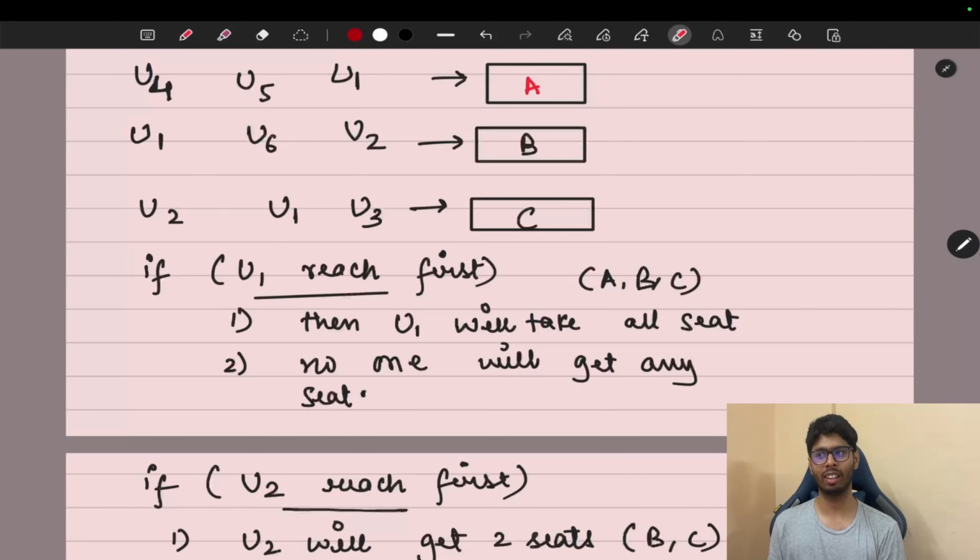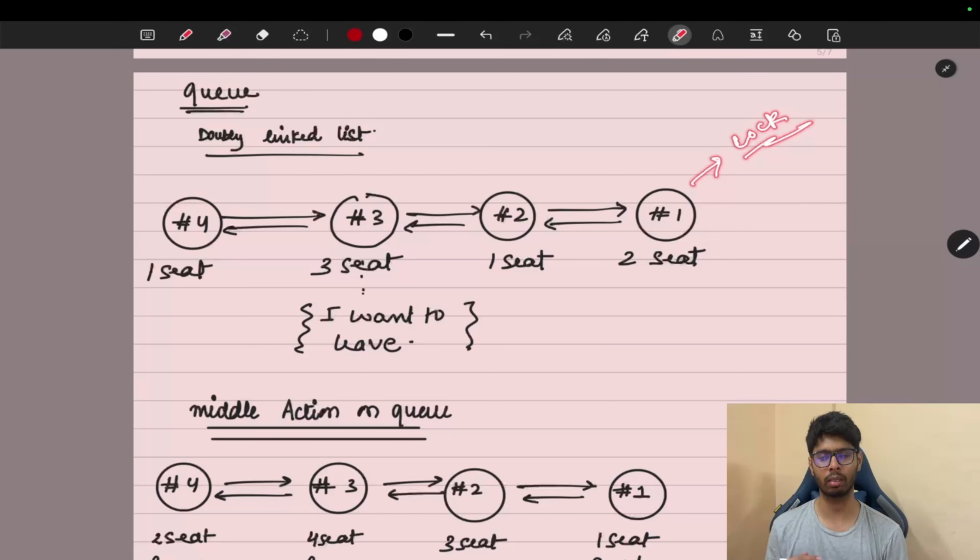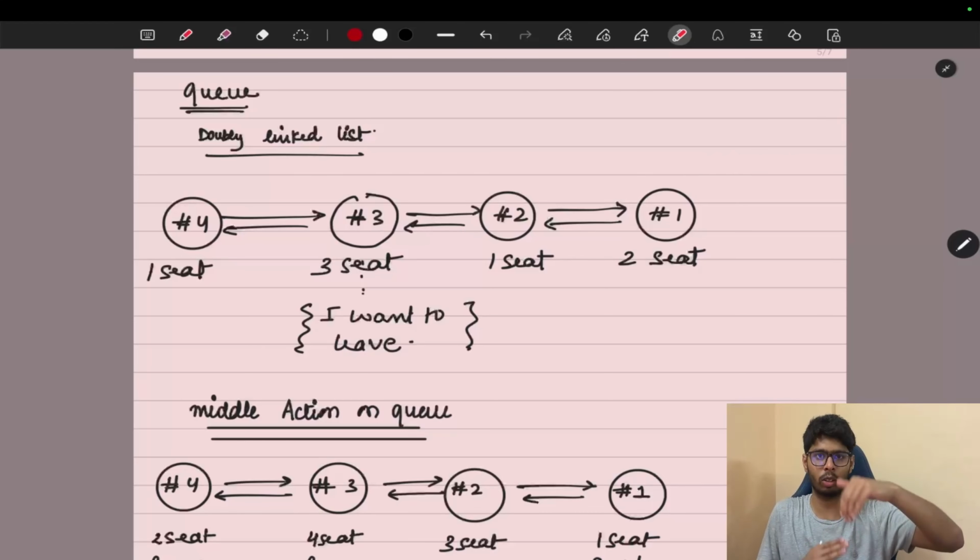The first order is saying that I want 2 seats. The second order is saying that I want 1 seat. The third order is saying that I want 3 seats. And the fourth order is saying that I want 1 seat. So I mentioned that we are going to use a doubly linked list. Why? First of all, what will happen in this queue? Order number 1 will go and get the lock whenever the FIFO comes, whenever there is empty space in that particular section.